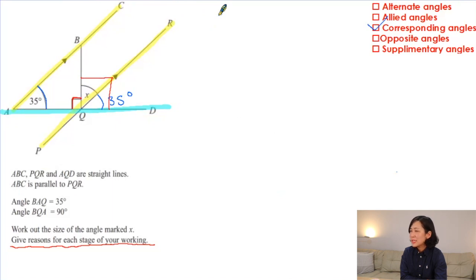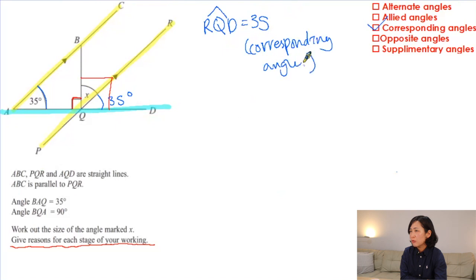I already said these are quite different from the other question because we need to give a reason for each step. I forgot to give a reason for the first one, so let's write it down. The angle RQD is 35. Then have a bracket, and write down y is 35, okay? Just simply write down corresponding angle, then the examiner will notice that, okay? Just writing down the corresponding angle with the 35.